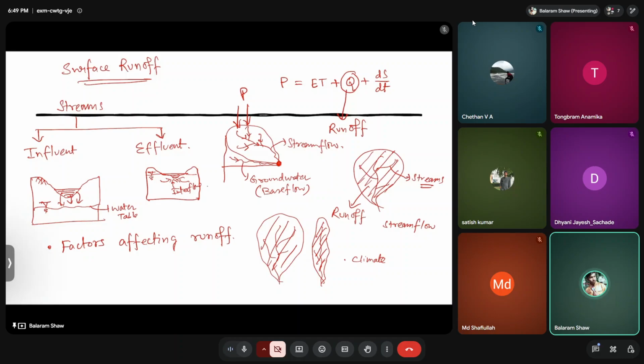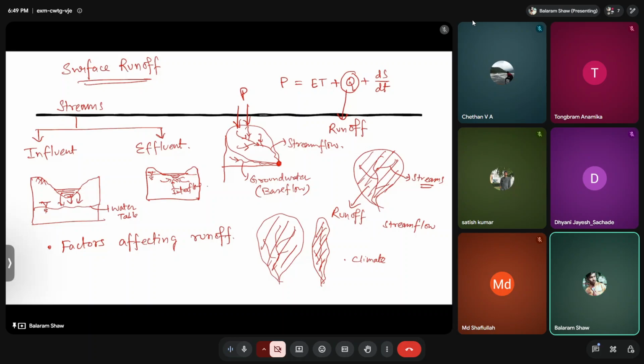In some places you will see the precipitation duration has decreased. The aerial distribution of precipitation has changed. The rainfall intensity has changed. So based on all these conditions, let's say evapotranspiration has increased, or some other factors, let's say temperature has increased because of which the evapotranspiration is getting more. Because of this, the surface runoff will get affected.